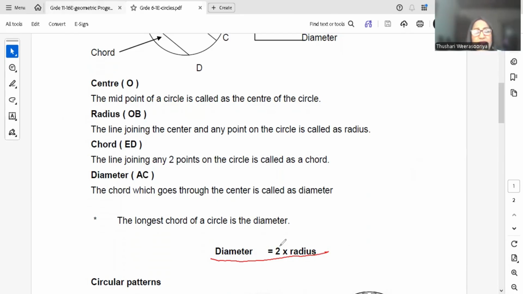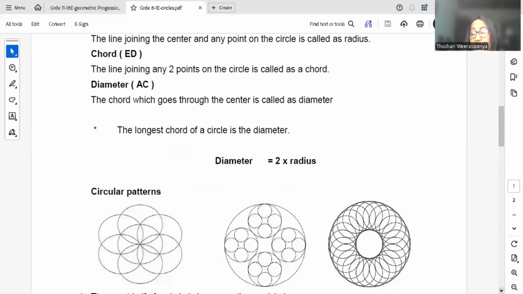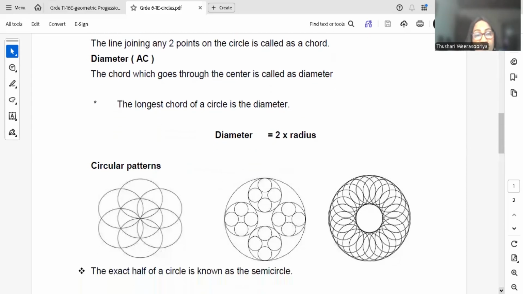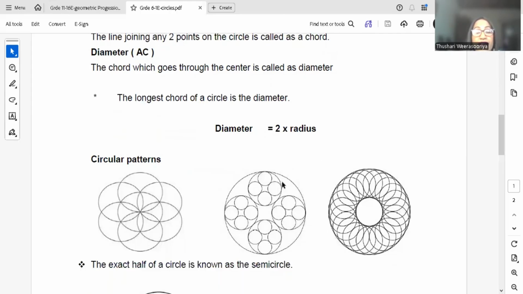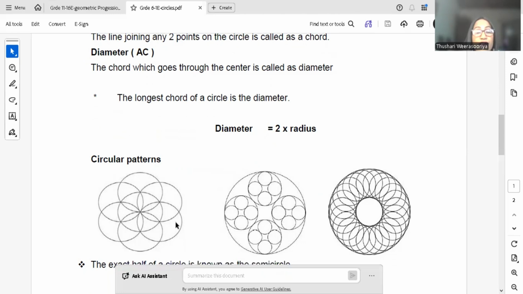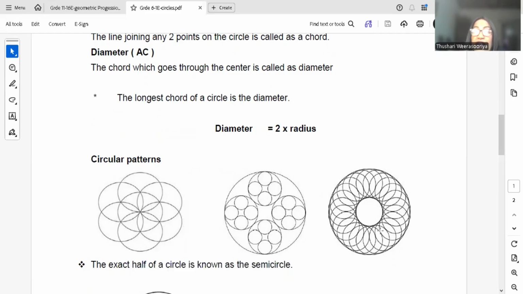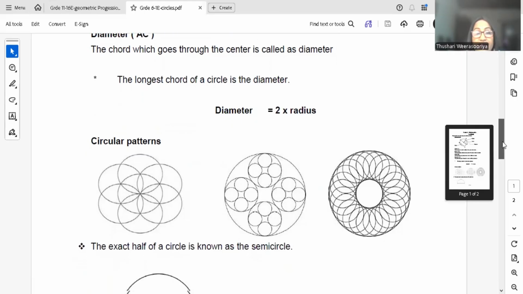Okay. This is a very interesting lesson. We draw circular patterns by using lids. In grade 6, you are not using a pair of compasses. By using bottle lids, we can make circular patterns using circular shapes. I have drawn a few. Likewise, you can practice.